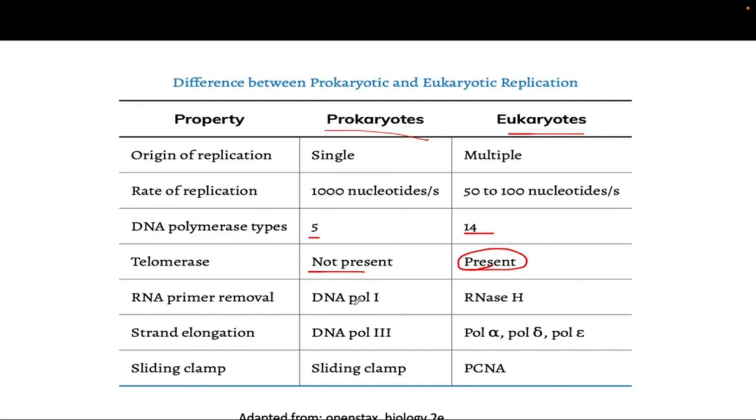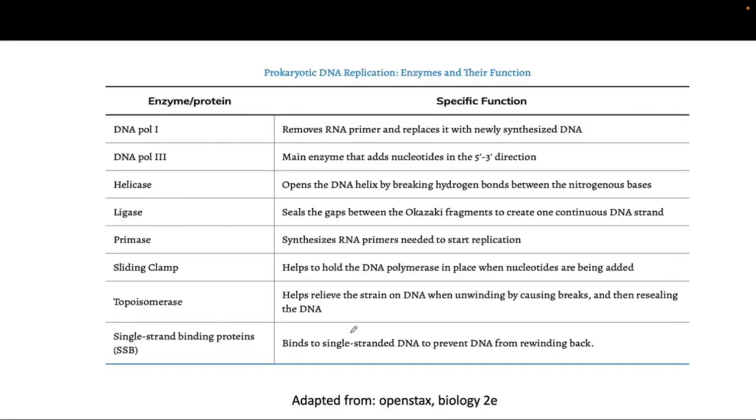And primers are removed by DNA polymerase 1, whereas in eukaryotes, there is an RNase, and this is polymerase 3. In eukaryotes these are the different alpha, beta, gamma, delta, and epsilon. There are actually 5. And the sliding clamp is just a different naming. And this is all the function of the enzymes that I already mentioned.